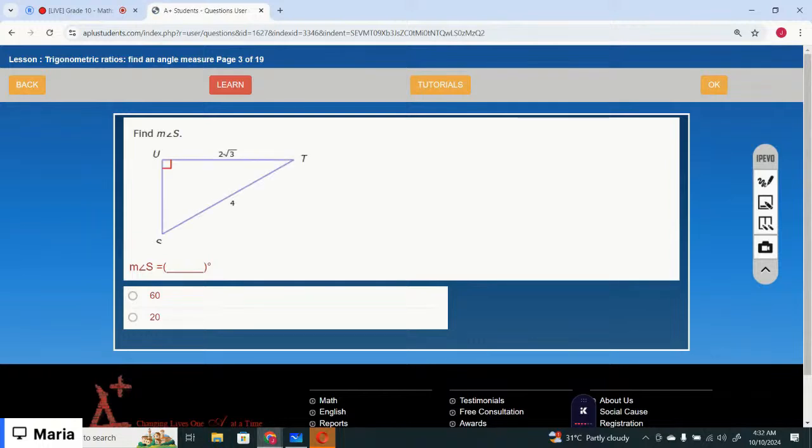Okay, the next one is measurement of angle S. Find the measurement of angle S, right?